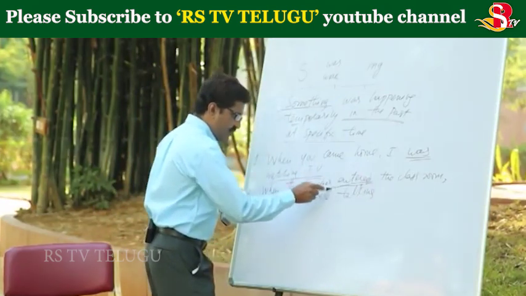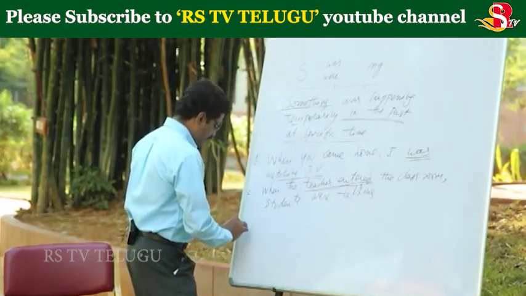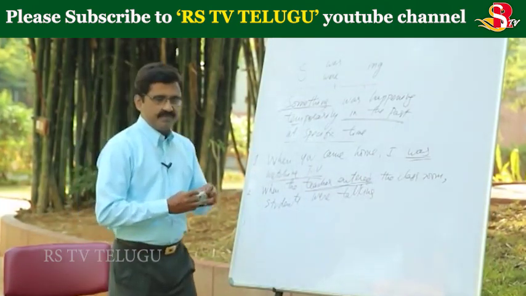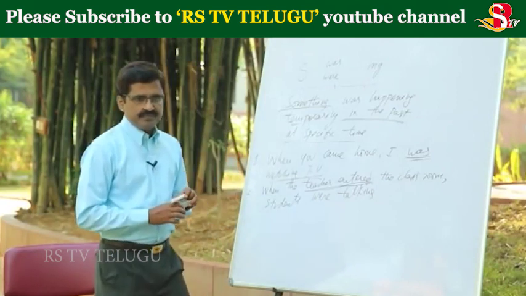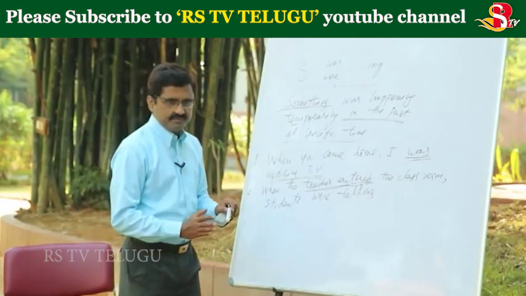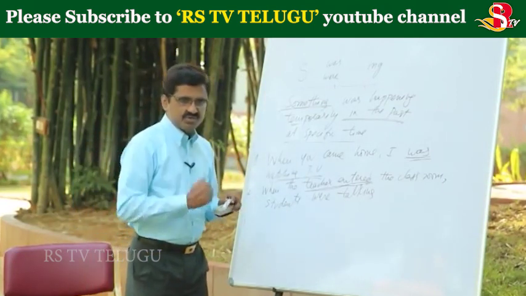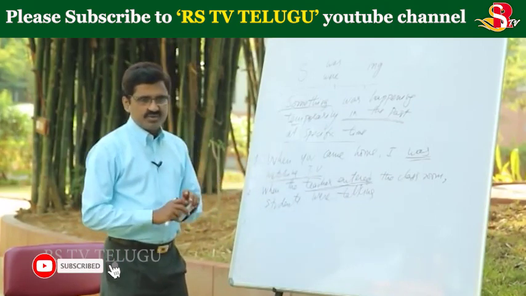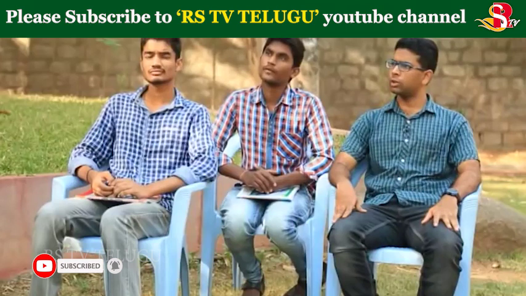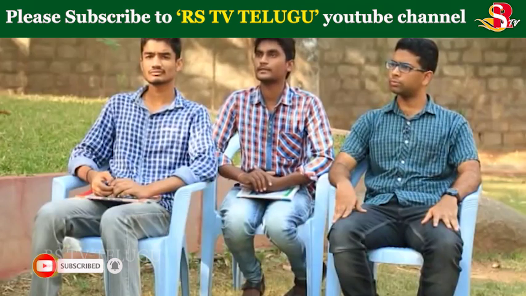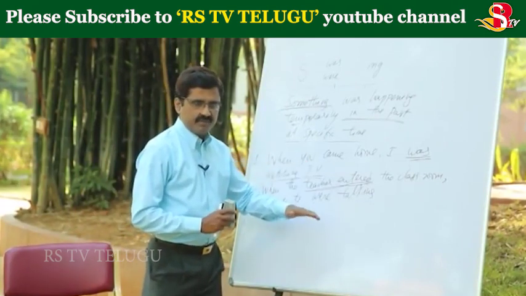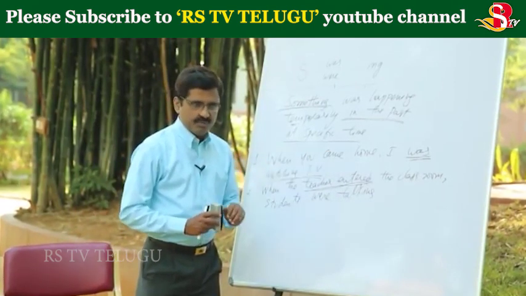Now, I'll give you one clue. Accident, you were waiting for the bus. Make an example. You were at the bus stop expecting an RTC bus to come there. Some accident took place. Now put these two things together and make one sentence. When I was waiting for the bus, one accident took place. Very good. When I was waiting at the bus stop, an accident took place.